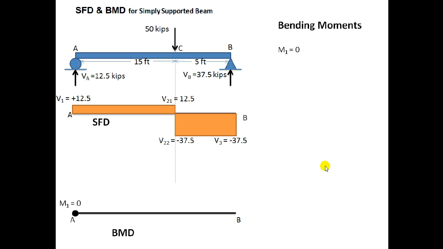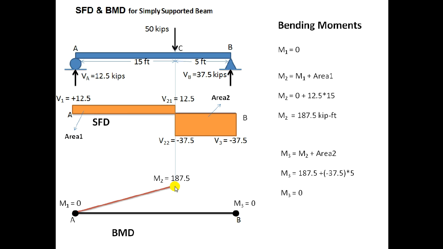This is my M1. Here the moment at roller and moment at pin must be 0 for a simply supported beam. And this is my M2. M2 we can find out as M1, the previous moment, plus the SFD area. This is the SFD area. We can find out 12.5 into 15, where 15 is the distance. This is a rectangular area. Rectangular area plus the moment at that point. This is the moment at C, 187.5, M2.